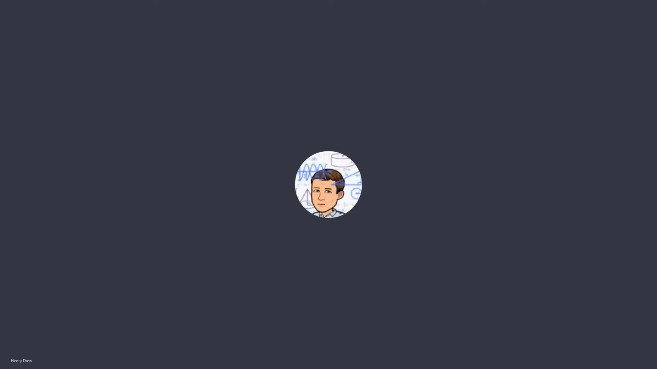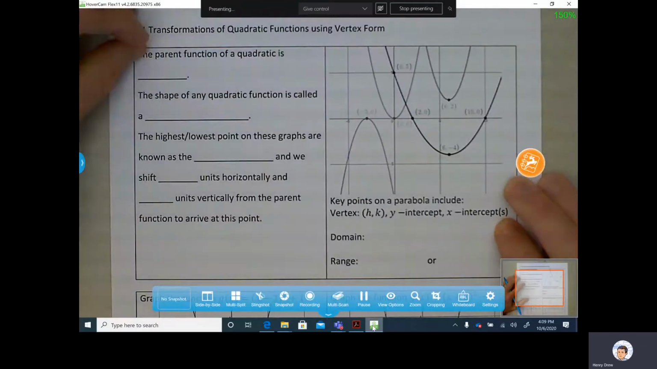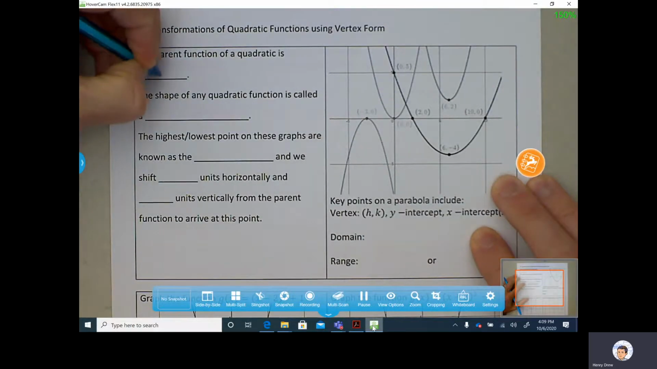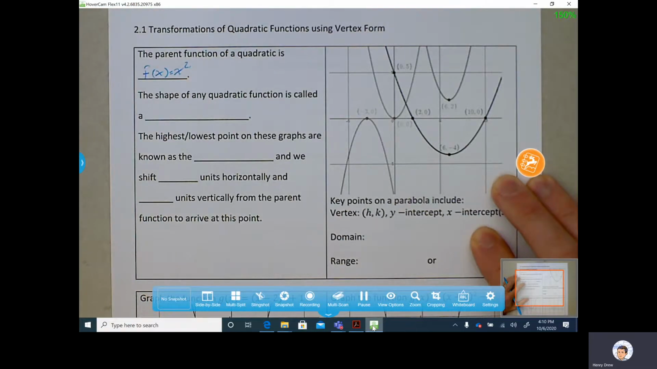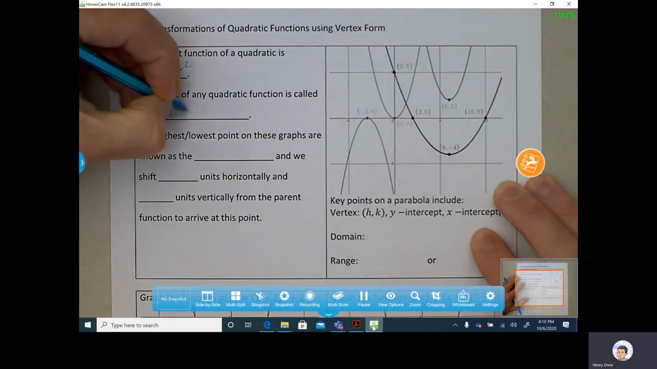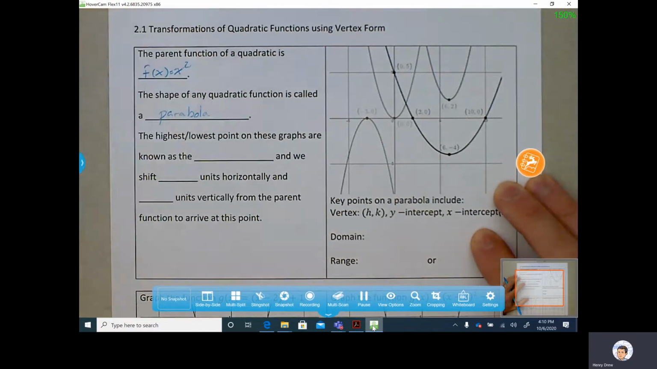Today we're going to use transformations on quadratic functions using the vertex form. It's first of all important to understand what the parent function of a quadratic looks like, and that's going to be f of x equals x squared. The shape of a quadratic function is what's known as a parabola, and there are several examples drawn over on the right.